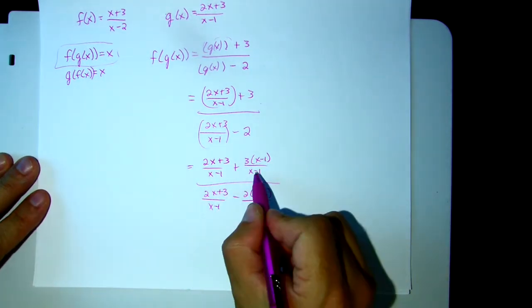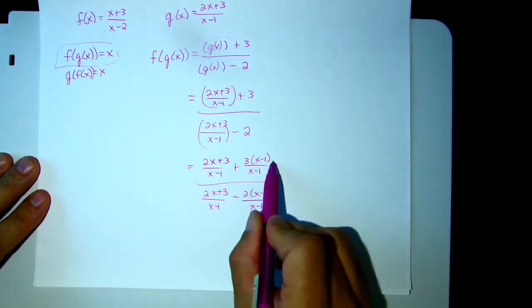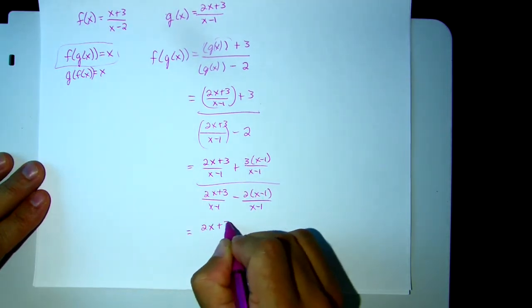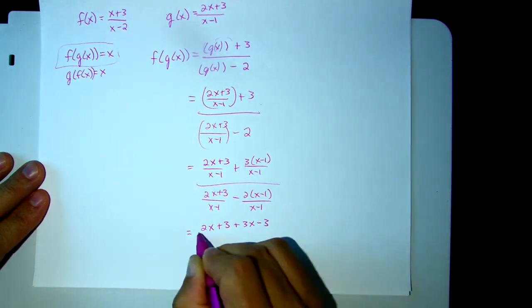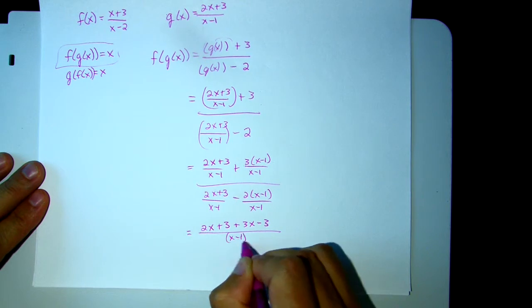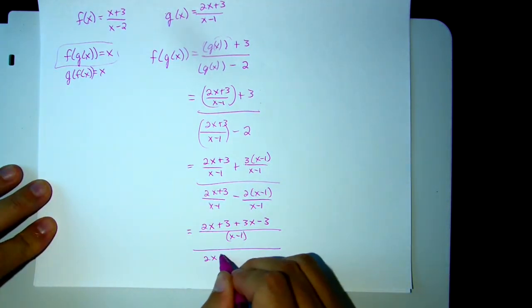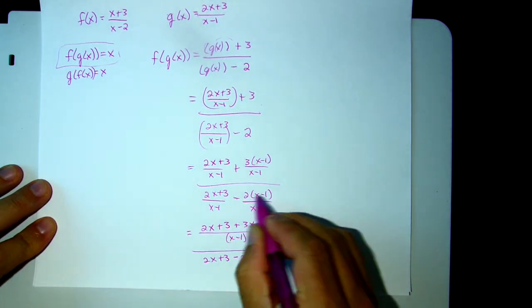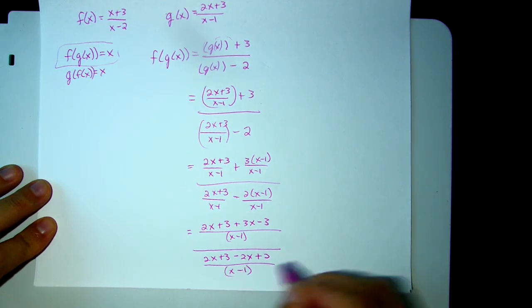Now, since we have a common denominator, I can go ahead and add the tops. And while I'm doing that, I'm going to distribute the 3 through. So this is 2x plus 3 plus 3x minus 3, all that over my common denominator. Do the same thing on the bottom: 2x plus 3 minus 2x plus 2, where I distribute the negative 2 through. And that's over the common denominator.